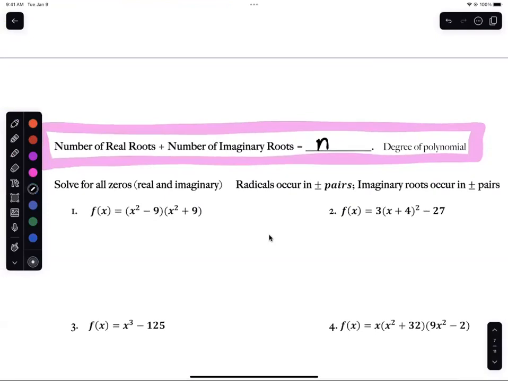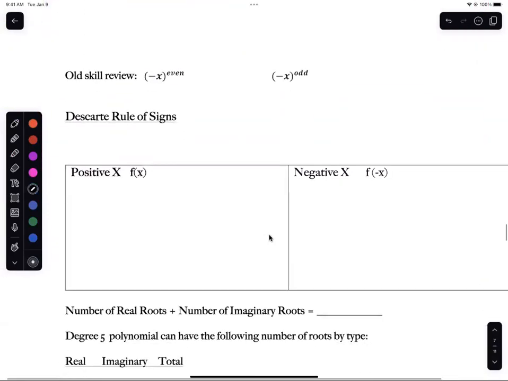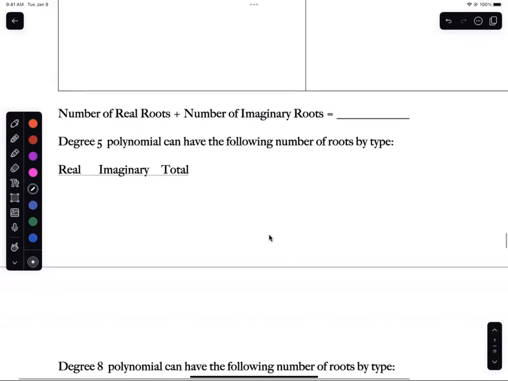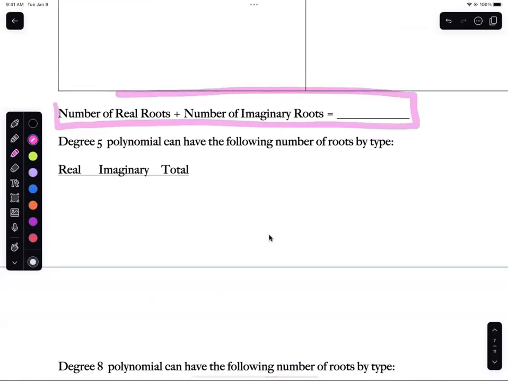Here, I'm going to skip through this, and I want to go right here. The number of real roots plus the number of imaginary roots always equals n, the degree of the equation.